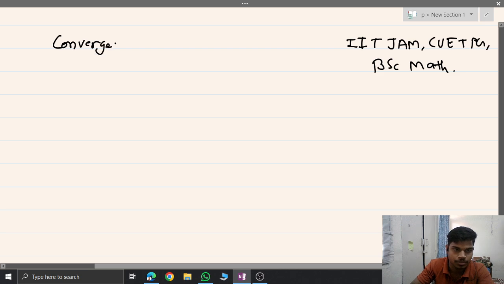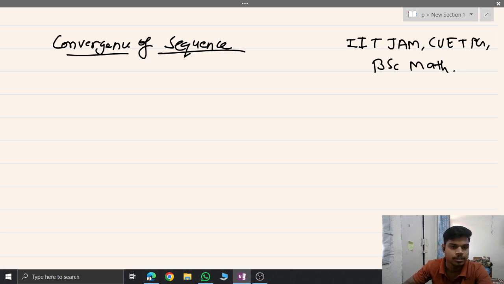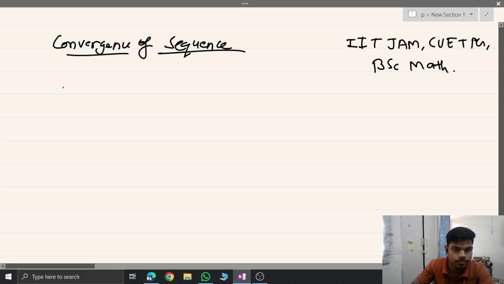This is convergence of sequence. So I hope you are already aware of this topic, and this is a very easy topic. There is one definition of convergence in the book, in the syllabus. It is the formal definition. What does the formal definition say? Suppose I'm taking a sequence xn. The sequence xn is convergent.